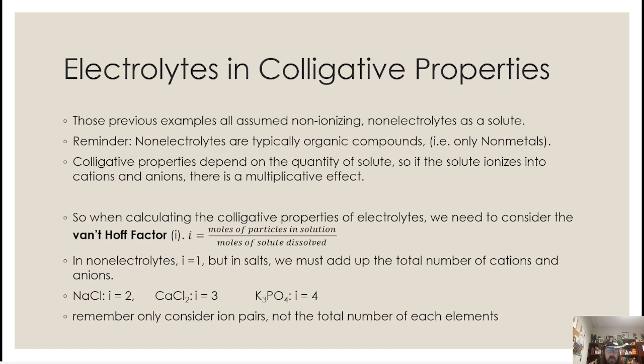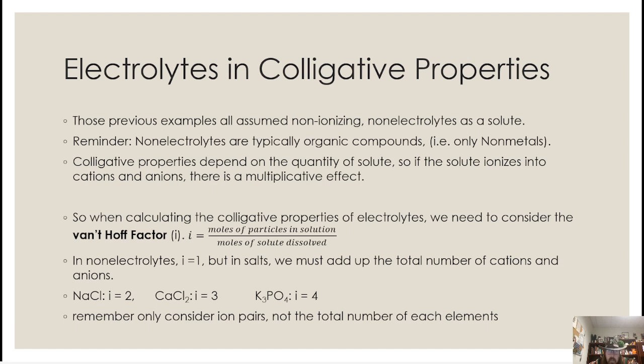Now, in non-electrolytes, that i is assumed to be 1. But in salts, we need to add up the total number of cation and anion pairs. So, for example, sodium chloride, you would expect an i to be about 2, 1 sodium and 1 chloride. Calcium chloride, you expect it to be 3 because you have 1 calcium, 2 plus, and 2 chloride, 1 minus. On potassium phosphate, you would expect it to be 4.